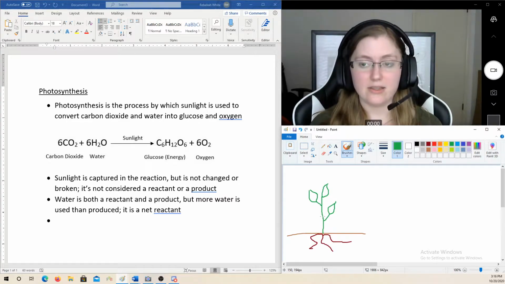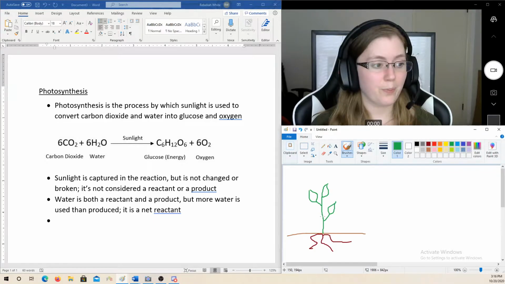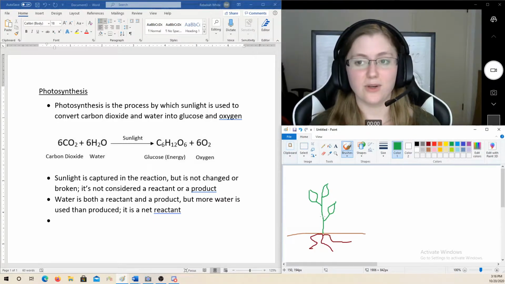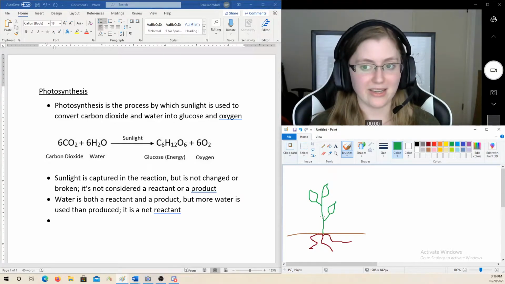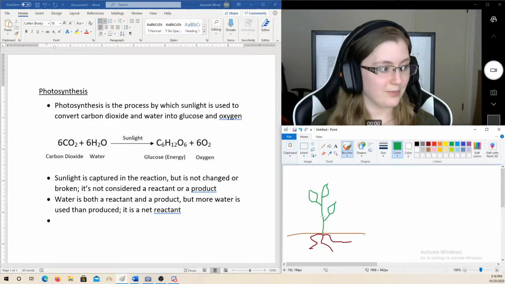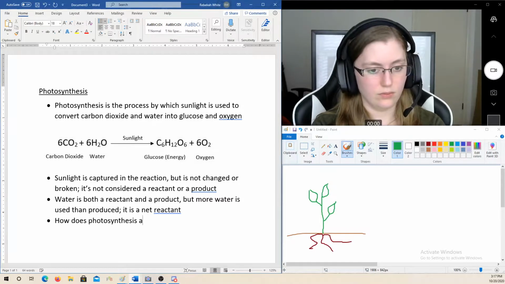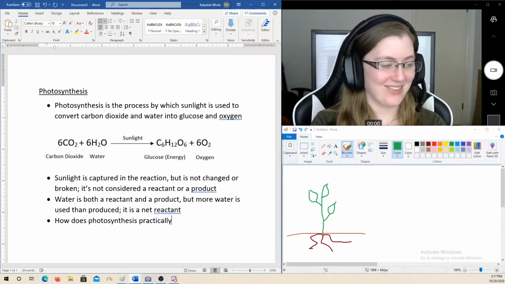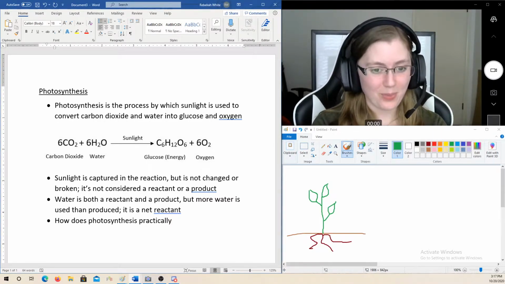And the reason is because of the organelle that undergoes photosynthesis. Does anybody remember which organelle that is? Yeah, there we go. Yeah, you guys are right. It's the chloroplasts.